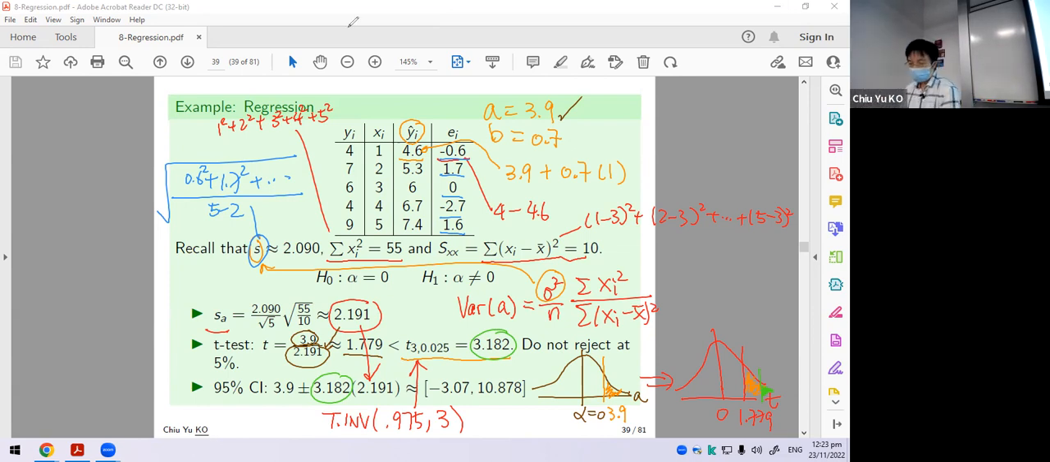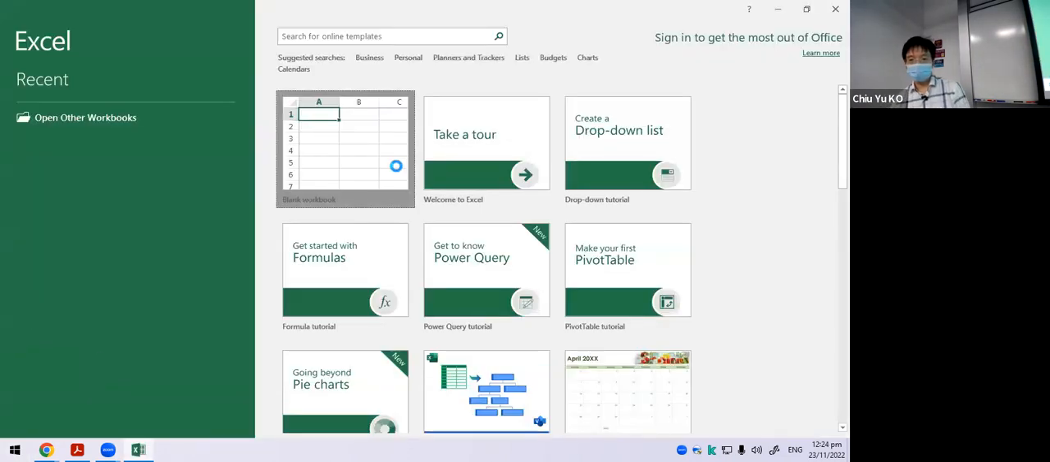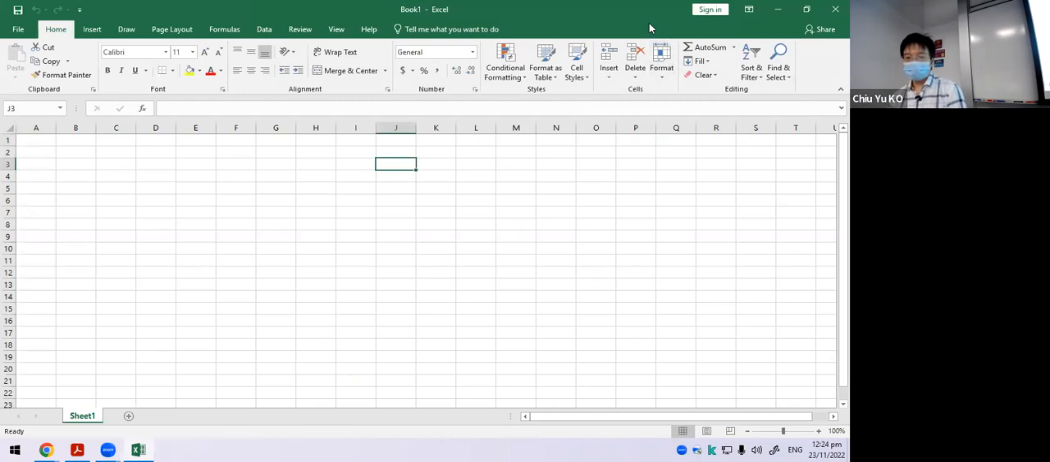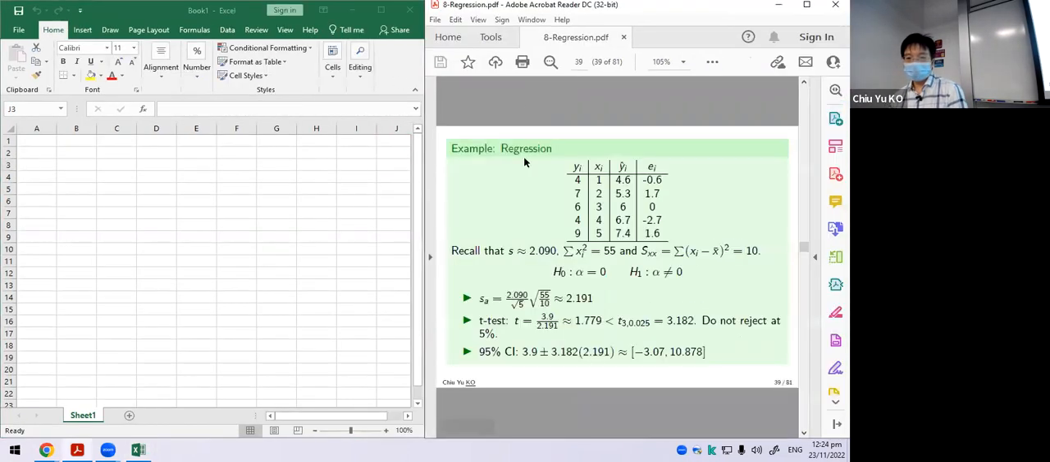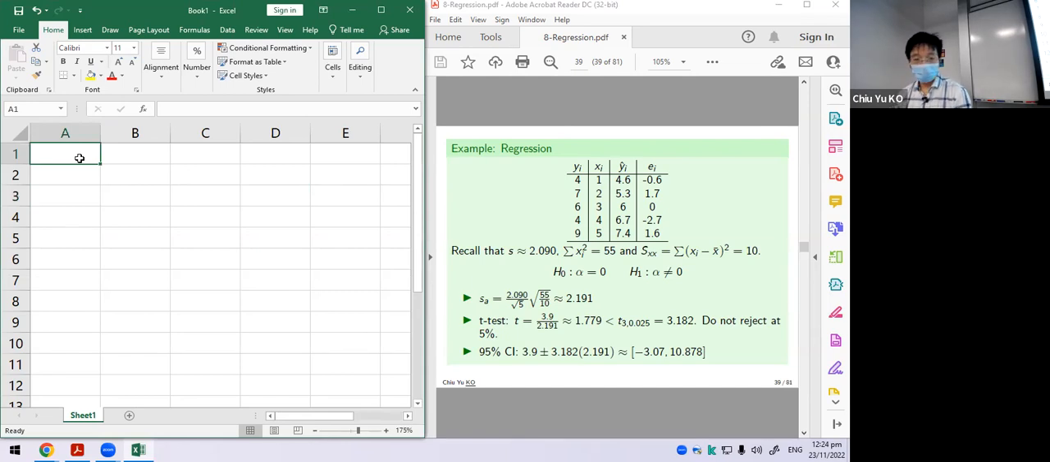If there's no question from you guys, then I will just go to Excel very quickly. I think we'll use 5 minutes at most to do it. Now let me copy the data here. Y is here, X is here, 1, 2, 3, 4, 5. Okay, this is the data.